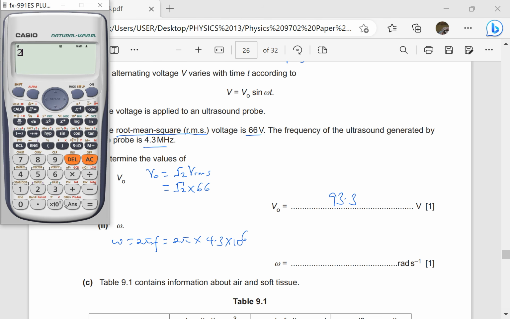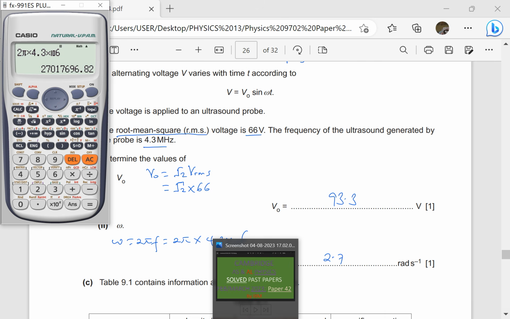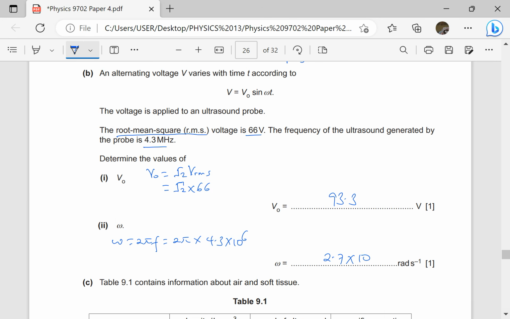So 2 pi times 4.3 exponent 6. That is giving us 2.7 times 10 power 7 radians per second. So that is 2.7 times 10 power 7.